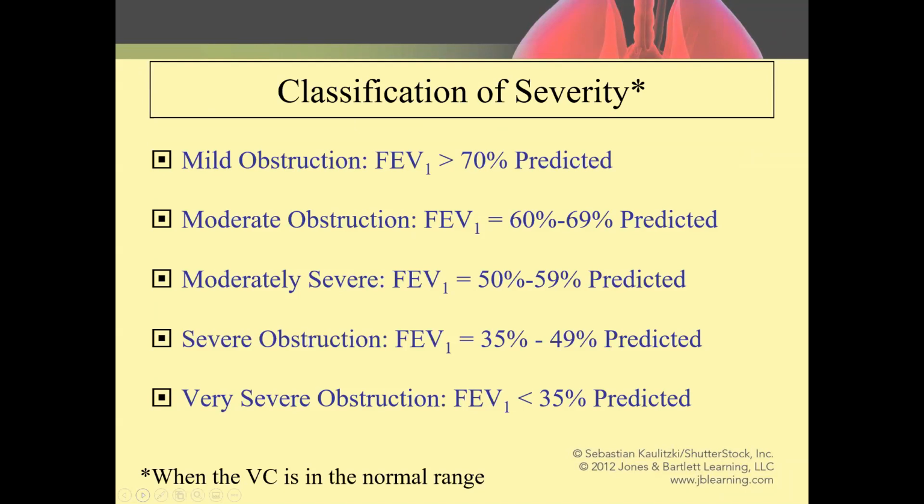Classification of severity, as we start winding down here. There's a little variability depending upon which book you look at, but when you look at FEV1, some of the books will say that 80 to 120 is normal, and some of them will drop it down to 70%. So for mild obstruction, the FEV1 is greater than 70%, then you go from 60 to 69% moderate, and you work your way all the way down to the bottom there, very severe obstruction, where FEV1 is less than 35% predicted.